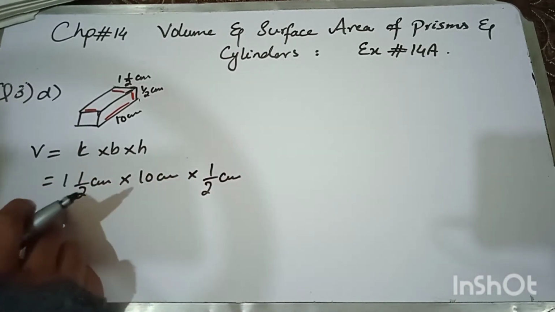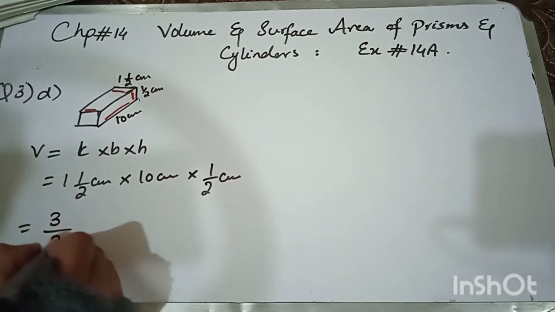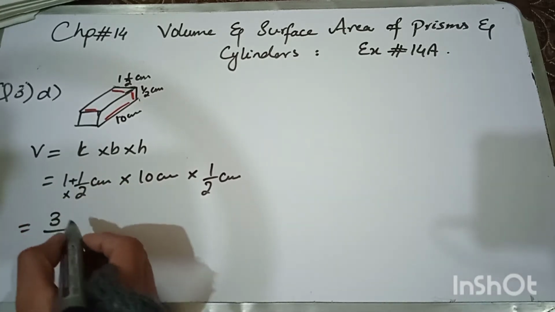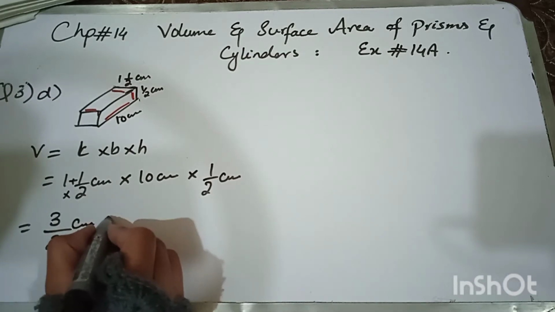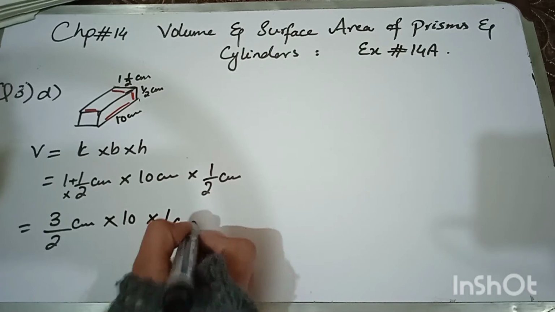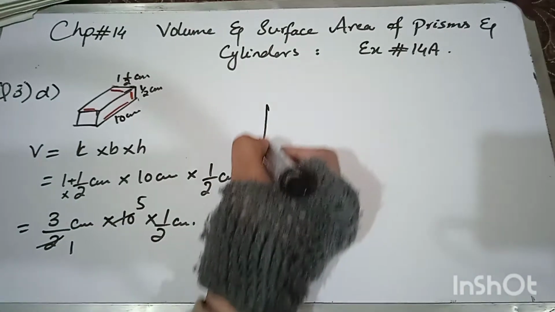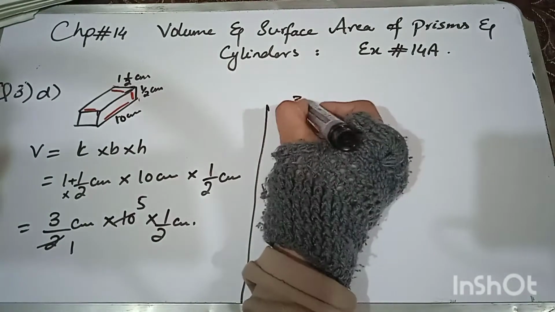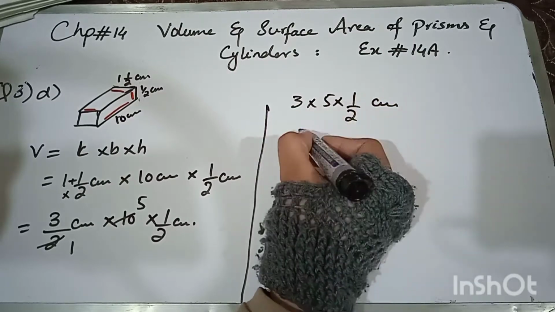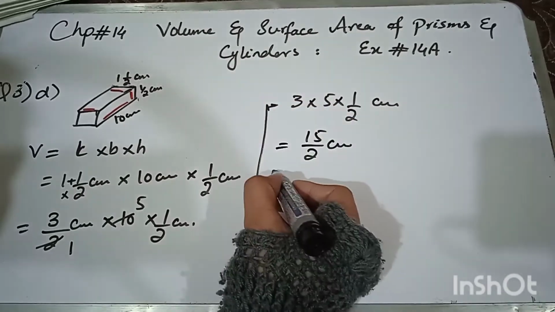So first of all we have to solve this mixed form. सबसे पहले mixed form solve करेंगे. 2 1 2 plus 1 is 3, 2 और 1 मल्टीप्लाई हो जाएंगे, न्यूमिनेटर का 1 इसमें ऐड हो जाएगा. So 3 by 2 centimeter multiplied by 10 multiplied by 1 by 2 centimeter. So you have to cut down: 2 1s are 2, 2 5s are 10. So now we have 3 multiplied by 5 multiplied by 1 by 2 centimeter. So 3 5s are 15 by 2 centimeter.